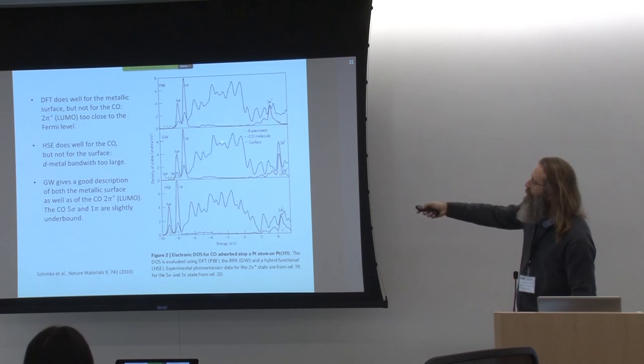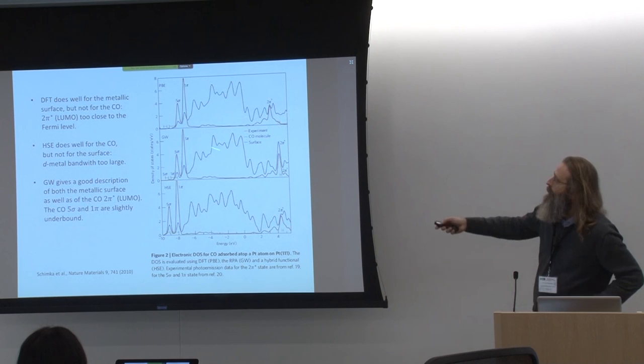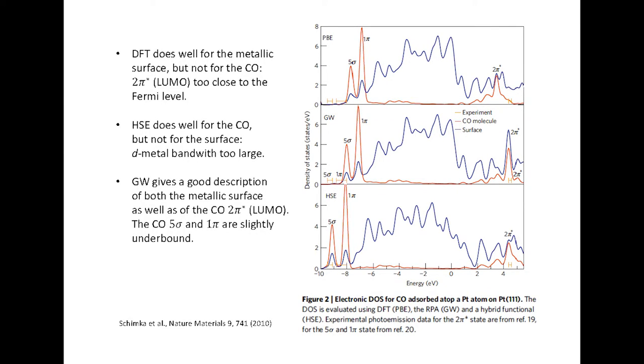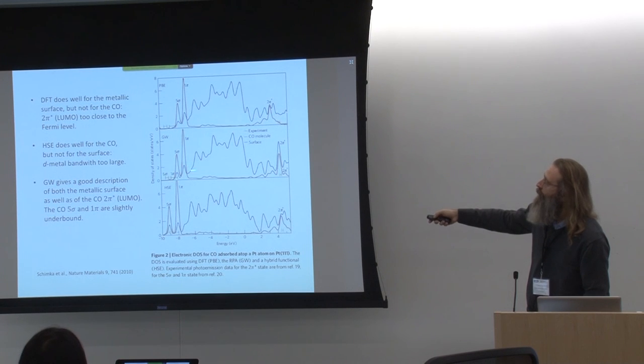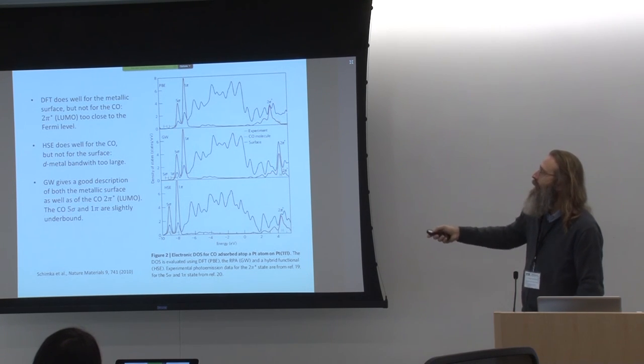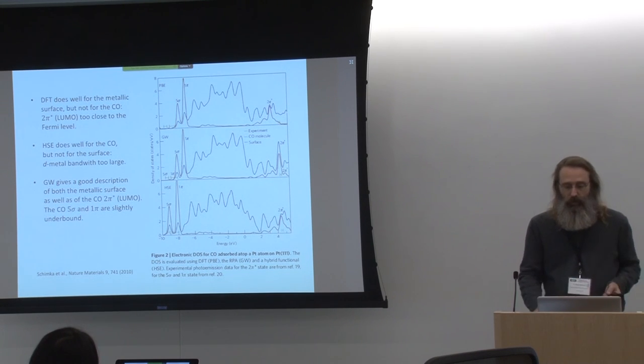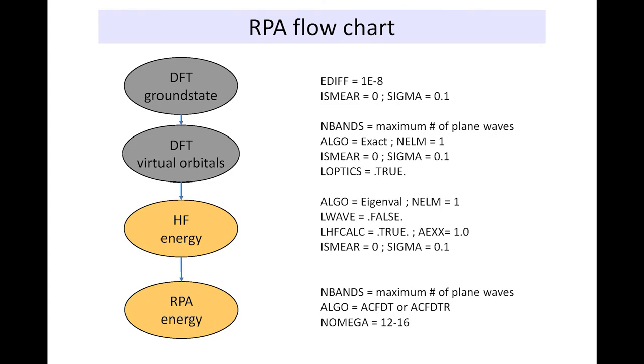So if we go now to a GW description of this, which is the electronic structure counterpart to our total energy, we see that especially for the LUMO, we still do very well. For the metal, there's almost no difference between density functional theory and the GW description. HOMO states are not so nicely described, but for this problem, not of the main importance. And so this unifies a good description of our LUMO states with a good description of our metal surface.